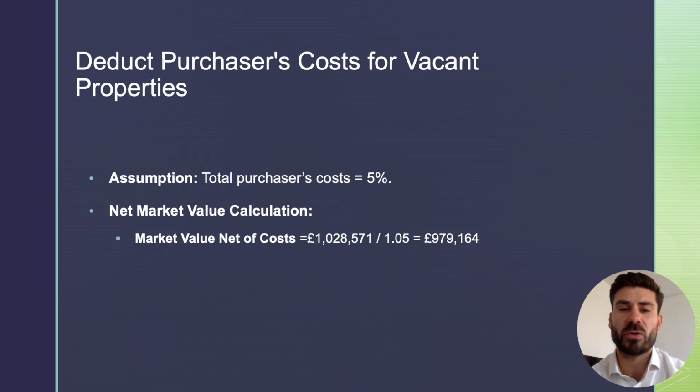Following this, as before, we must factor in our purchaser's costs. For this acquisition, we've assumed them to be around 5%. There is no agent fee or surveyor fee due, so this covers our commercial stamp duty and our legal fees. After applying this figure to our adjusted market value, we arrive at a net market value of approximately £979,000. This figure is essential for understanding the investment's total costs.